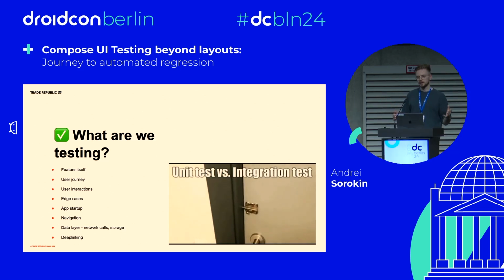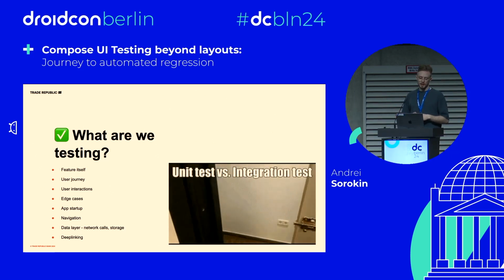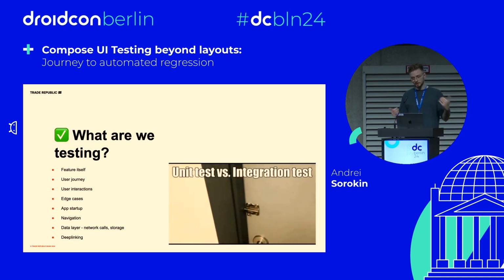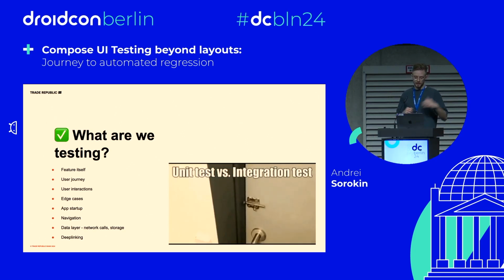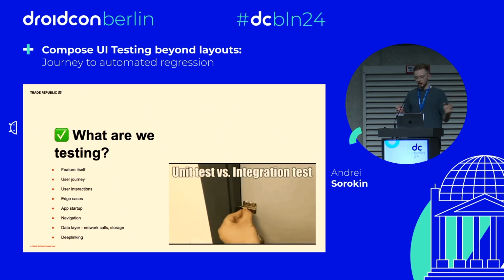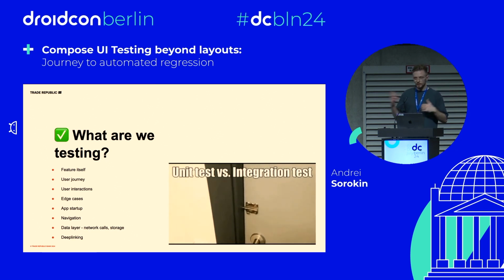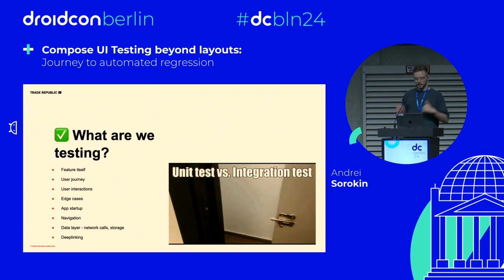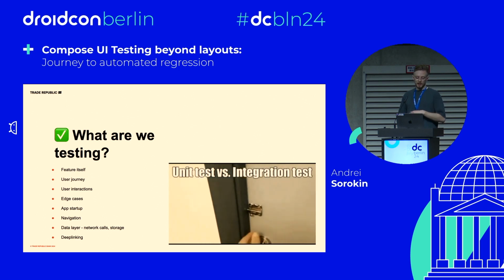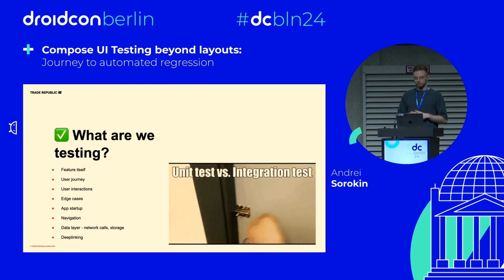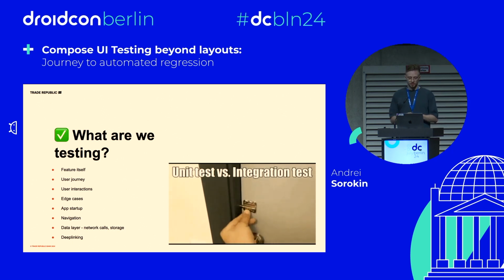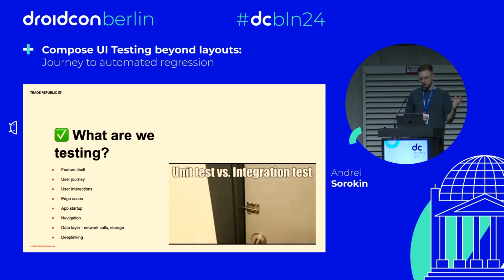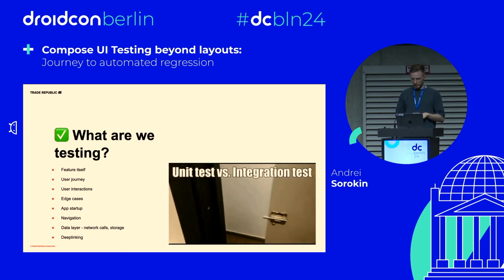So we want to test that our feature works the same way that we expect it to work in integration altogether, right? And that means that we want to test all of the interactions, all of the journeys the user can make, including edge cases, and also core stuff like app startup, logic, navigation, network, storage, deep linking, and so on, right?